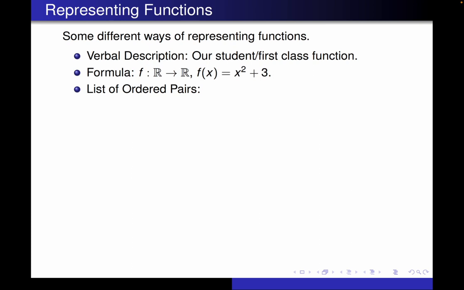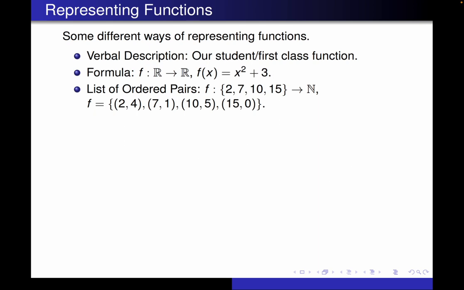We can literally just list all the ordered pairs that describe the function and what we mean by it. So if, say, we had a function where the inputs are 2, 7, 10, and 15, and the outputs are going to be natural numbers, we can just list f as a set of ordered pairs. In this case, the x coordinates are going to be the inputs, the y coordinates are going to be the outputs. So for instance, if we cared about what f of 7 is, we'd look at where 7 is an input, i.e. an x coordinate. There it is, right? 7 is an input on the left. And that means the output that goes along with 7 is the y coordinate, which is 1.